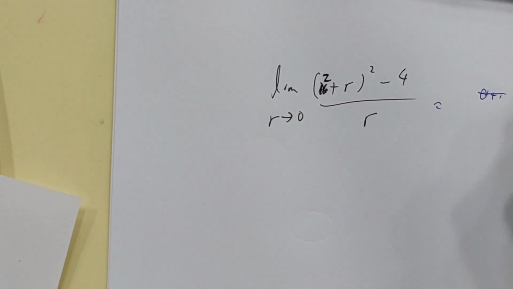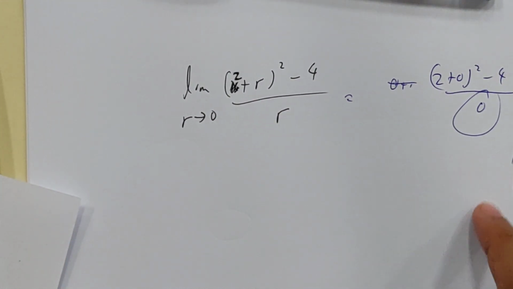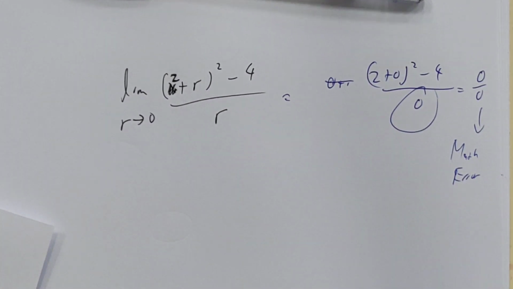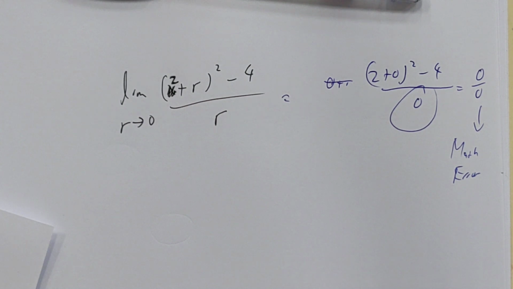So 2 plus 0 squared minus 4 over 0. I get 0 over 0, which is math error. Why? Because you're dividing things by 0. So we cannot have this situation. Math error. If I cannot substitute, if I got math error for x approaching a number, what should I do?